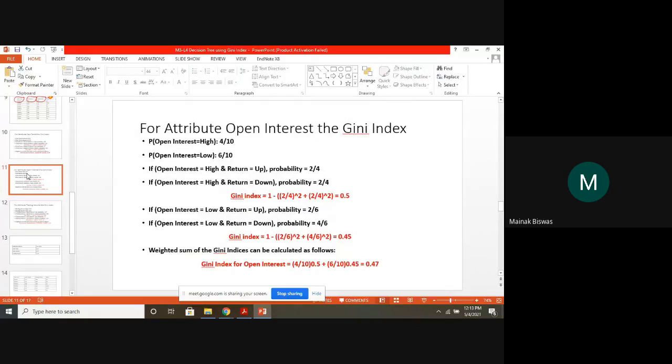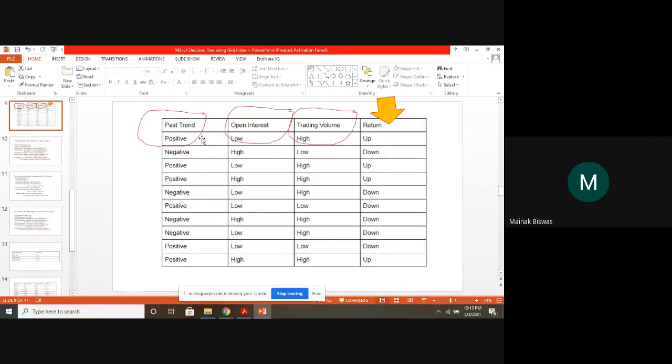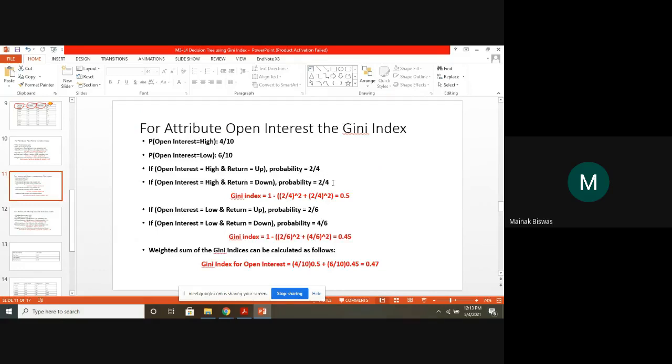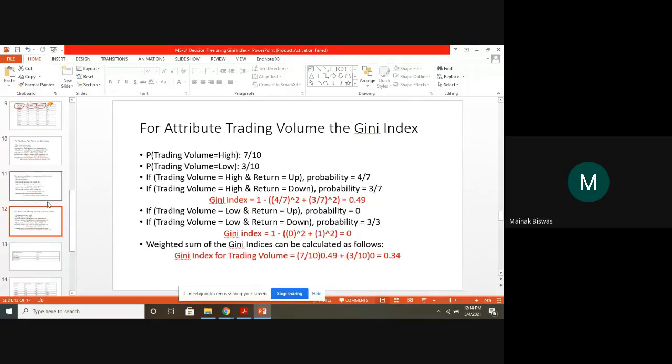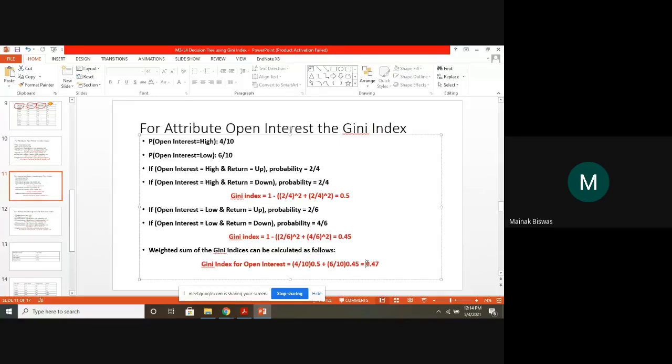Now we find the Gini index for the open interest attribute. Again for open interest, there are two values, high and low, with counts 4 and 6. If the open interest is high, what is the return, up or down? That we compute here: 2 by 4 and 2 by 4. So the Gini index is 0.5. For open interest equal to low, the return is 2 by 6 and 4 by 6. The Gini index is 0.45. Then for this attribute, open interest, the weighted value is 0.47.